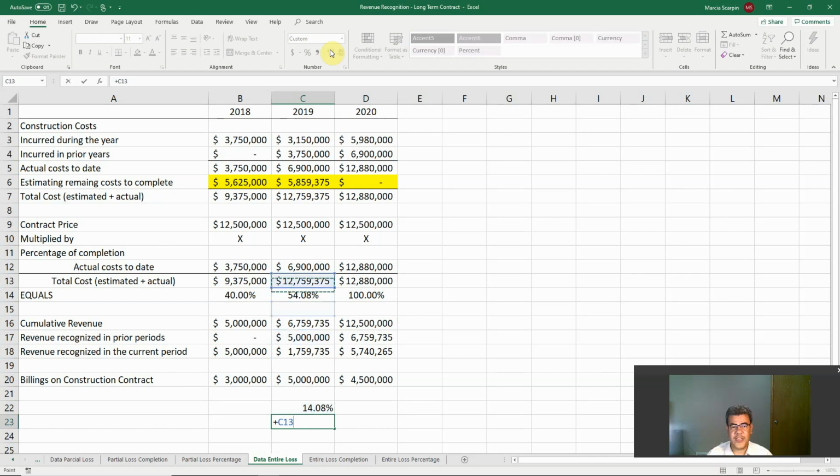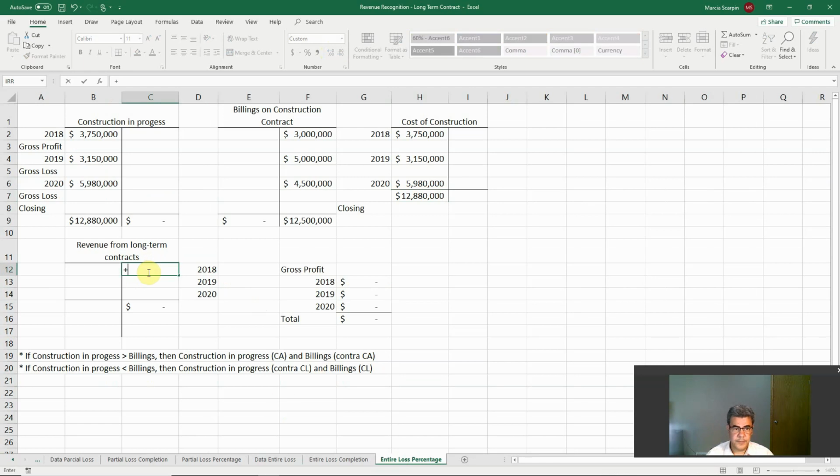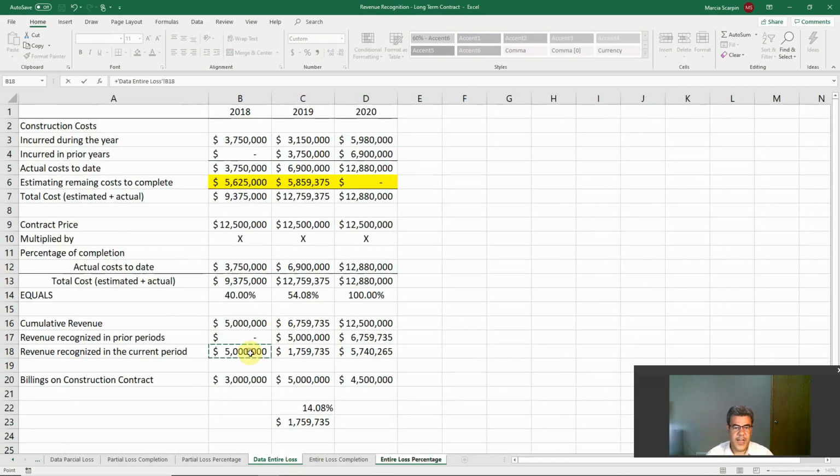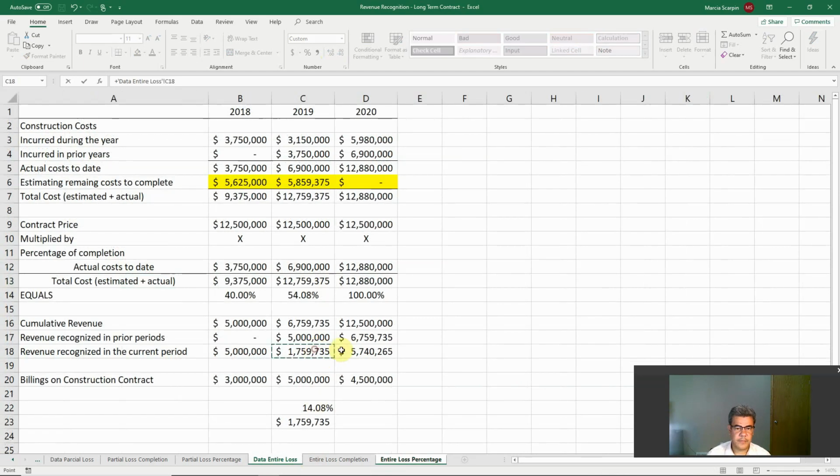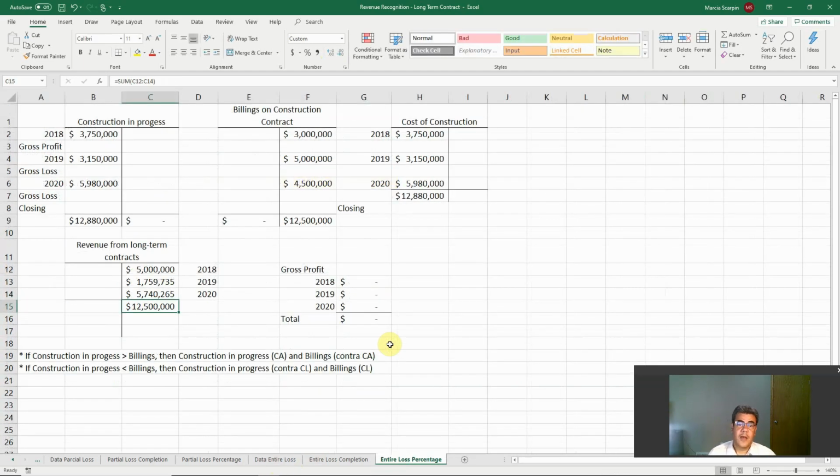So our revenue for the second year, 12.5 times 14.08. So here we have the same numbers. So this is our revenue. So let's do it. Revenue, $5 million, 1.7, and 5.4. However, these journal entries here are not balanced. So we balance them on construction in progress.